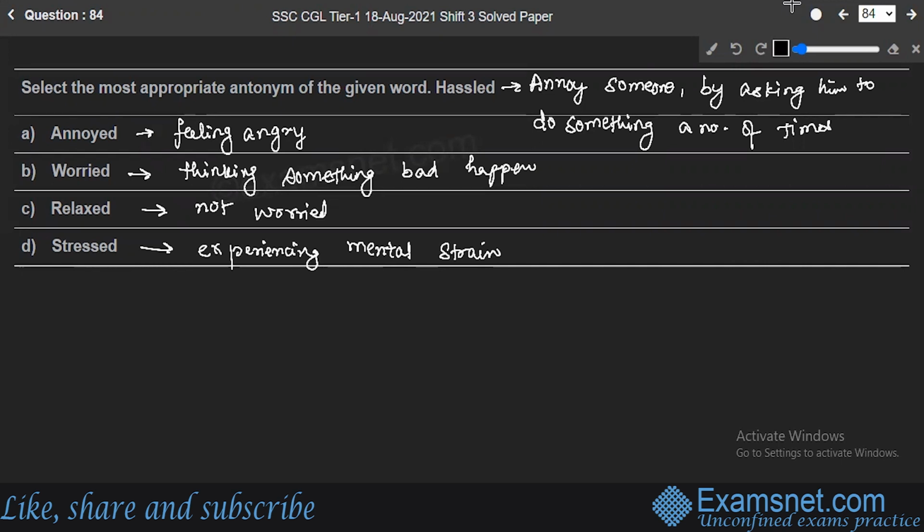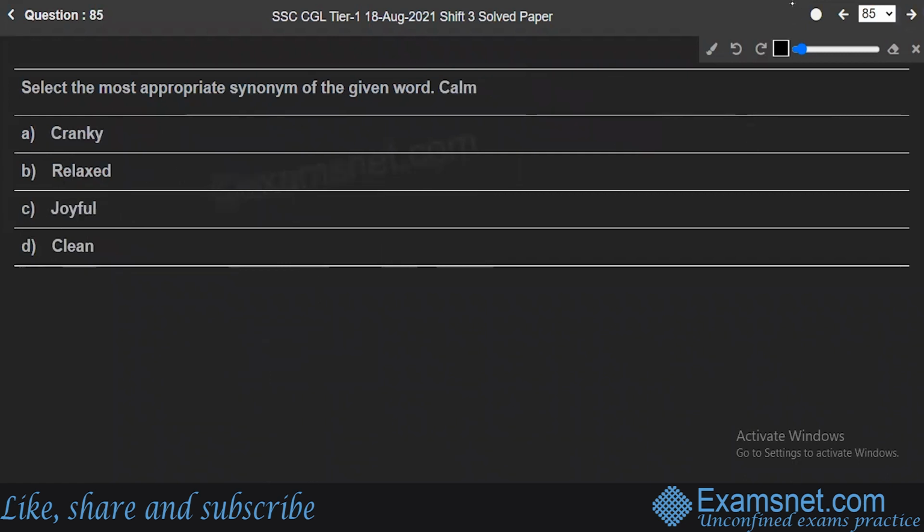The antonym is relaxed. Hassled means annoying somebody by asking him to do something a repeated number of times. Annoyed is not the antonym of the word hassled. Worried, stressed, they all mean the same, whereas relaxed means when you are free of all the worries, all the anxieties. So option C, relaxed, is the correct answer to the question. Hope you are clear. Next, question number 85.